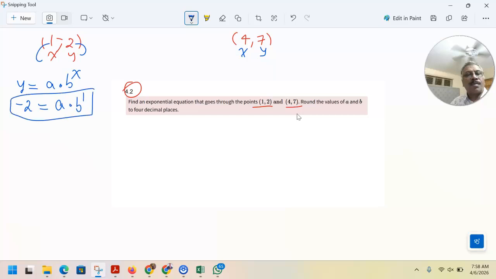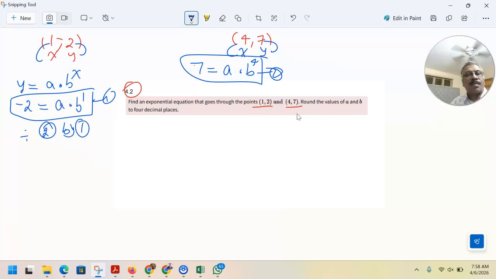So this is one equation, and the second time, you plug in y is 7, so 7 equals a times b, and put x equals 4. That's the second equation. Call this 1, divide 2 by 1. So the second equation is 7 equals a b raised to 4. And the first one is 2 equals a b raised to 1.